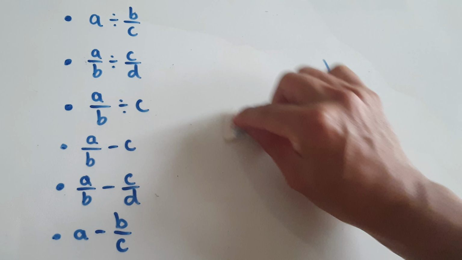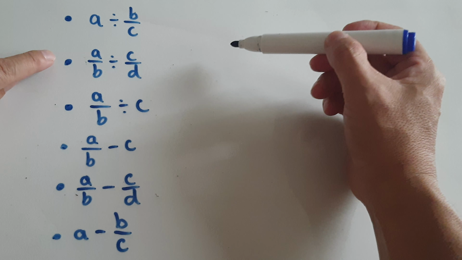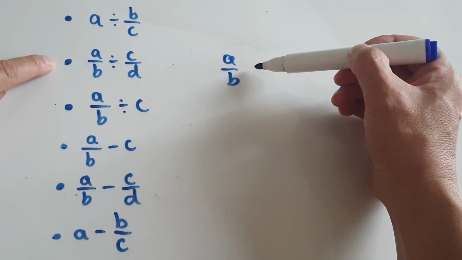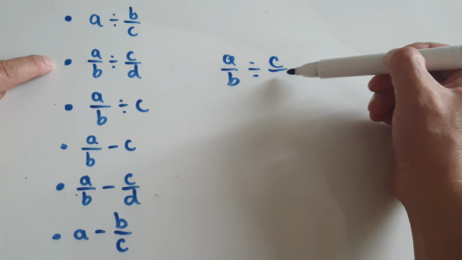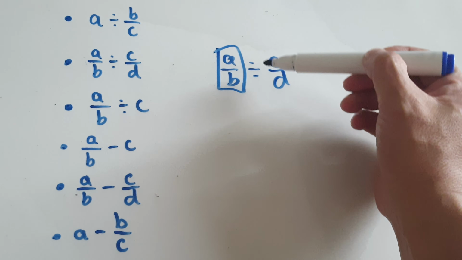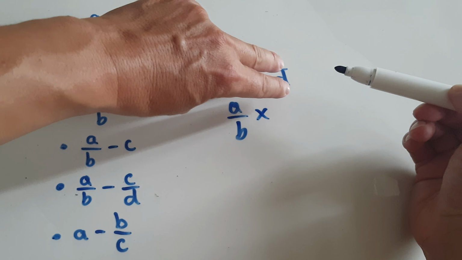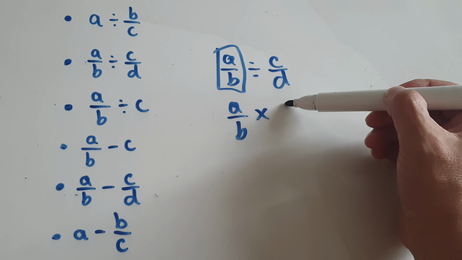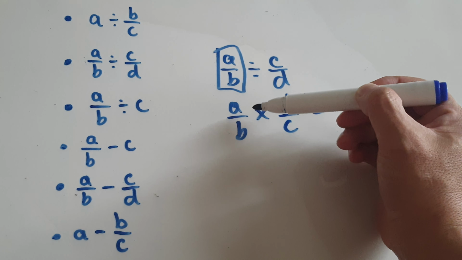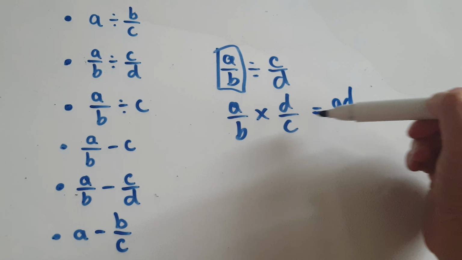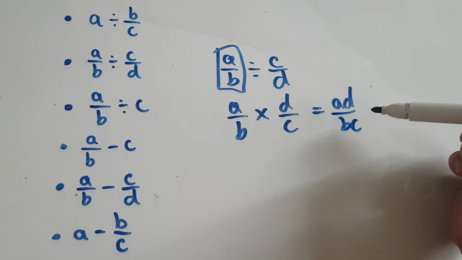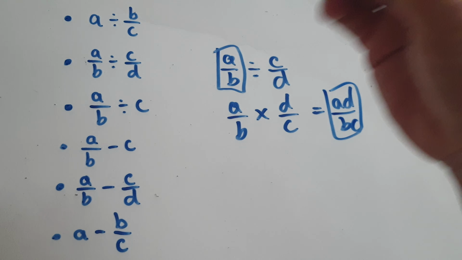Okay, the second one, a over b divided by c over d. So you keep the first the same. So when you divide, you keep the first the same, and then you multiply by the reciprocal of the second, d over c. So now it's top times top, bottom times bottom. So this is the answer to the second one.